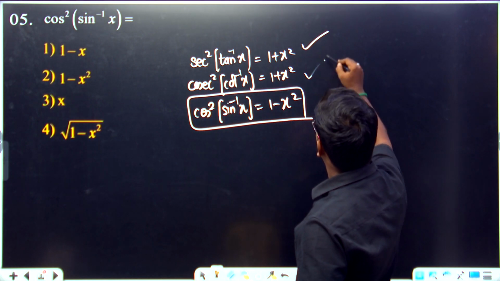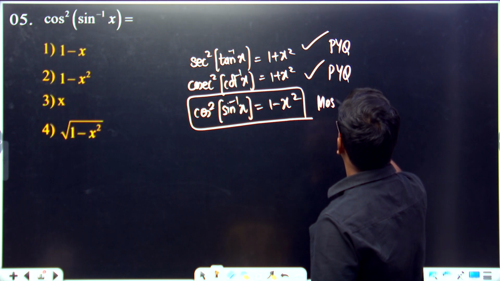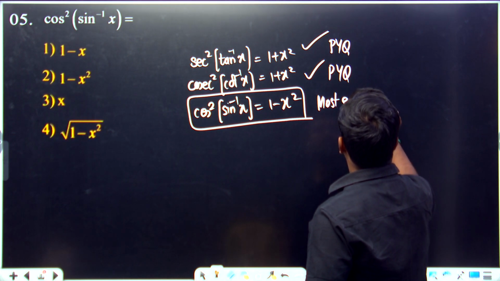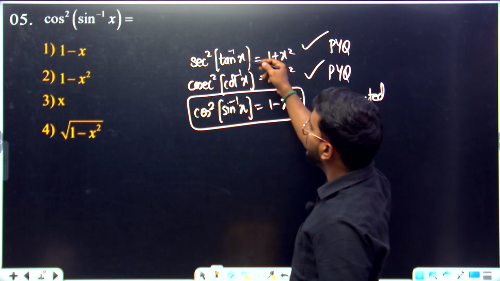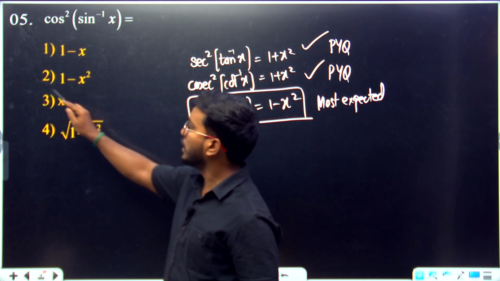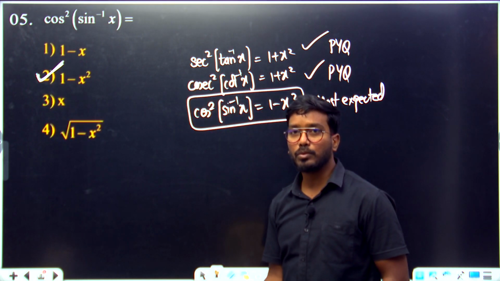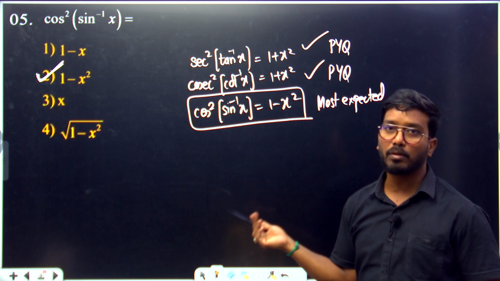This appeared, this is PYQ, this is most expected now. Most expected because two of the identities have appeared, one identity is left out. So what is the answer? 1 minus x square, direct formula. In the place of x, he can give you some values also, 2, 3, 4, 5, 6. Based on that, you need to write the answer.